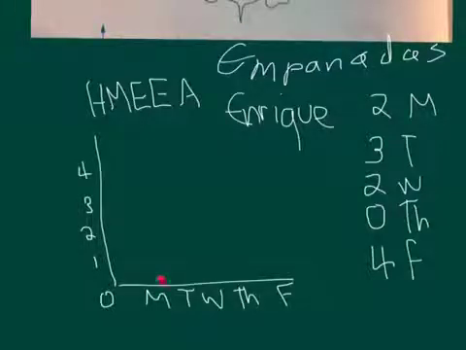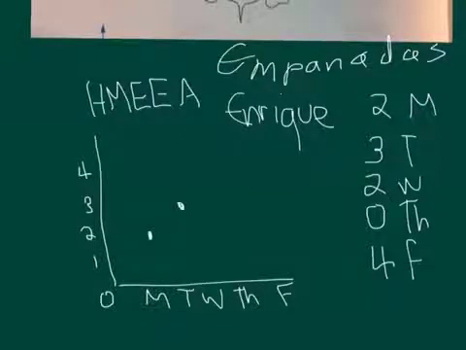We find Monday, and we understand that he ate 2. So we go up from Monday and across from 2, and we'll find that our point is right there. So we're going to put our first point there. And then on Tuesday, he ate 3 empanadas. So we find where those two meet, and it's right there. So that's where we would put our second point.